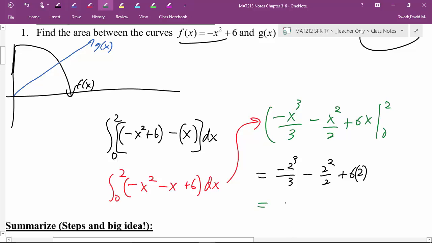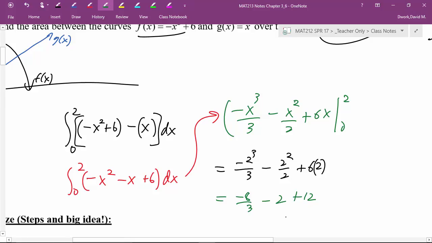2 cubed is 8, so this would be negative 8 thirds minus, let's see, 2 squared is 4, 4 divided by 2 is 2, plus 12. And so just working this by hand, negative 8/3 plus 10. That was the world's worst 10.